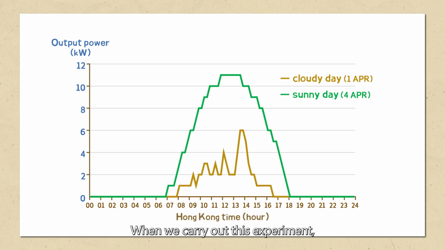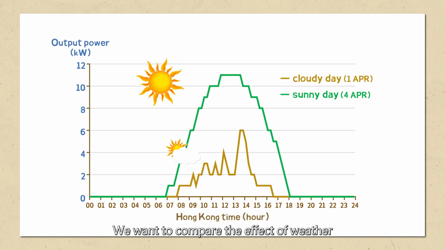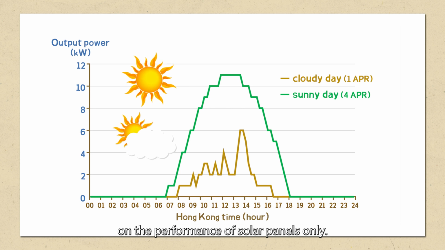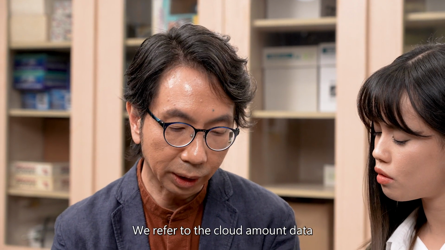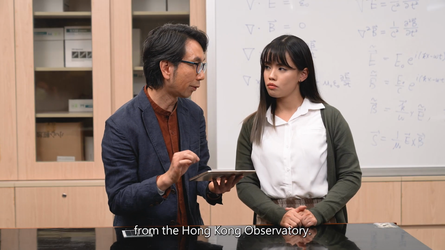When we carry out this experiment, we need to ensure a fair test. The two selected days, the sunny day and the cloudy day, should be close to each other. The effect of seasonal change is minimized. We want to compare the effect of weather on the performance of solar panels only. How do we know the amount of cloud on those days? We refer to the cloud amount data from the Hong Kong Observatory.